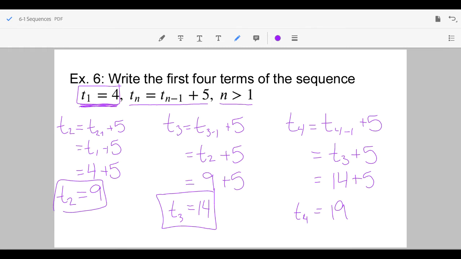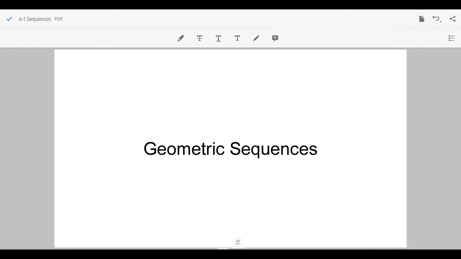There are all of our terms. The first, sorry, not all, but the first 4 in that sequence. All right, so that is the end of the arithmetic sequence examples for now. We're going to move on to geometric sequences.